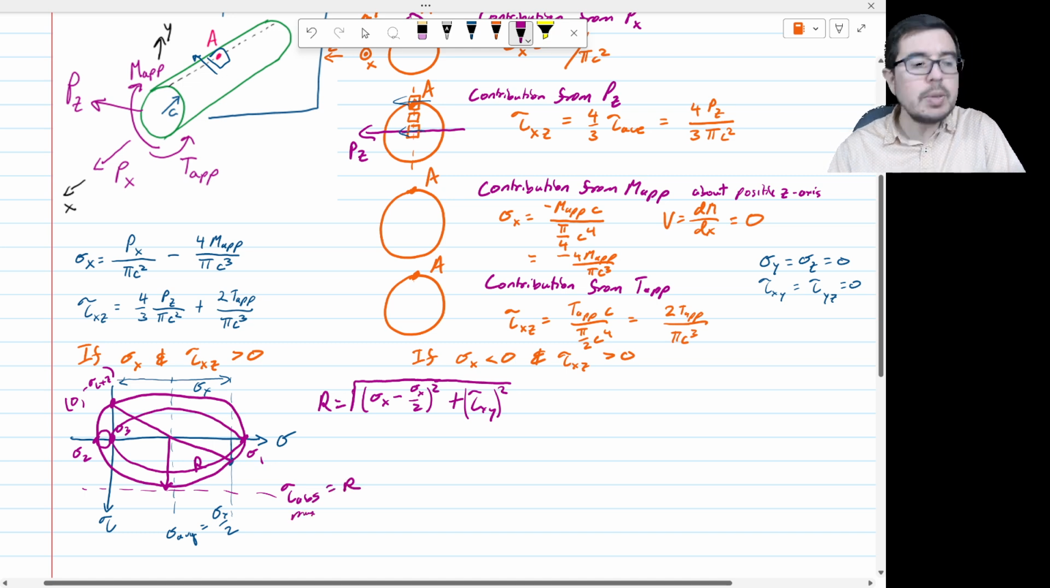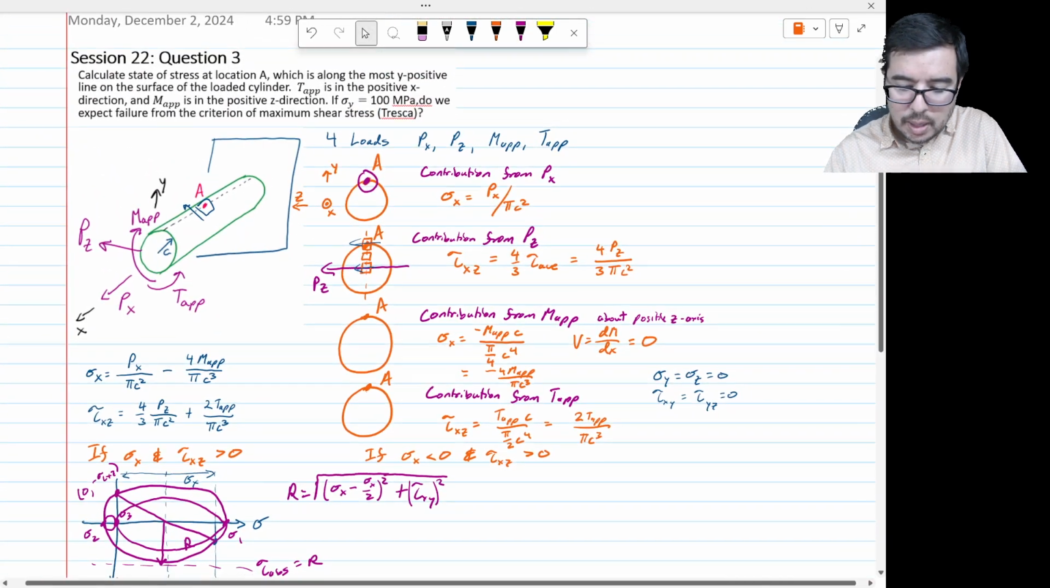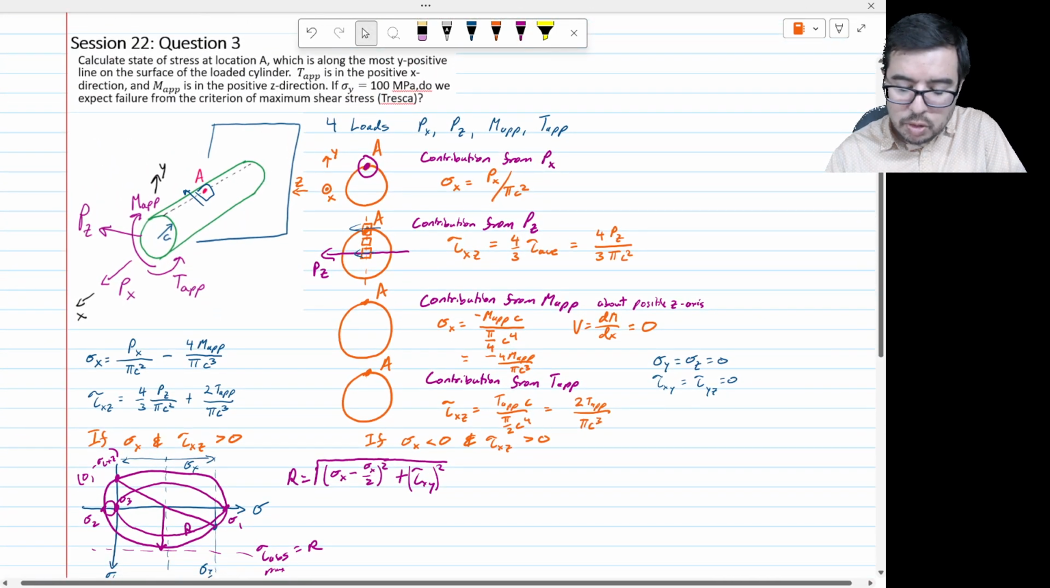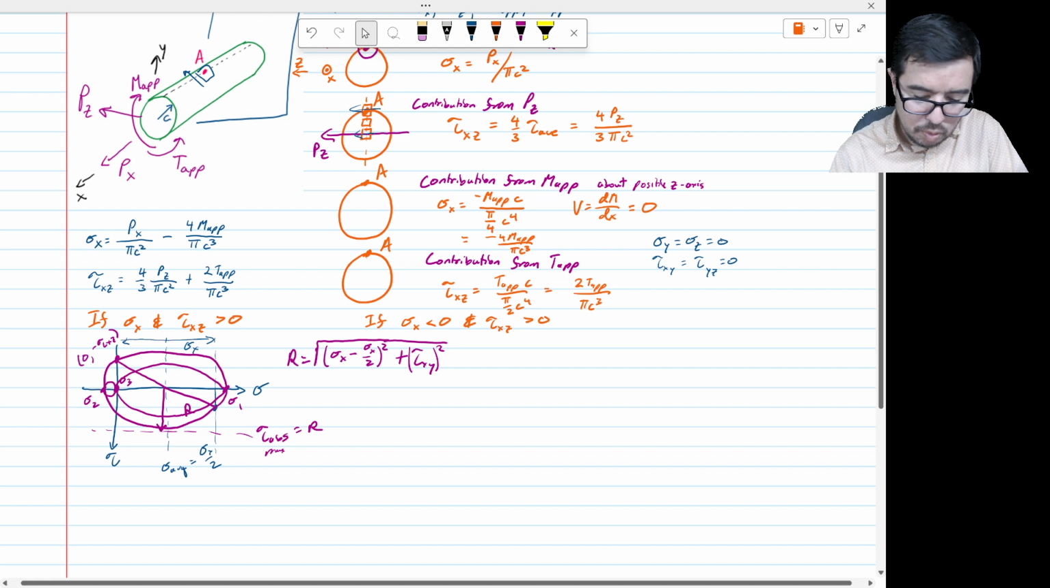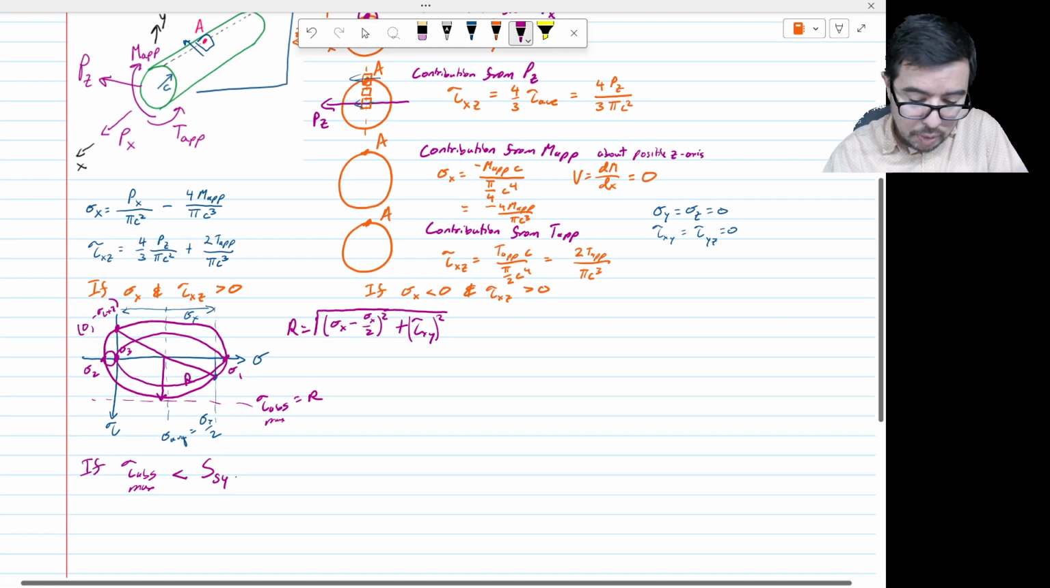And if this tau absolute max is less than the maximum shear stress, sometimes we say Ssy, so that's the shear yield strength. Okay, then we don't have failure. Then no failure.